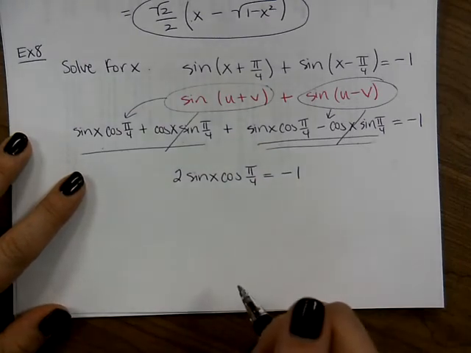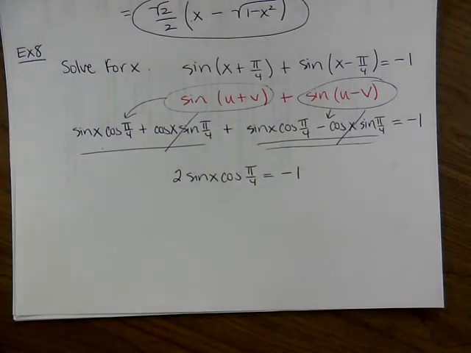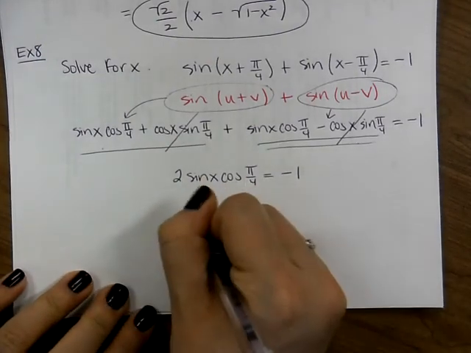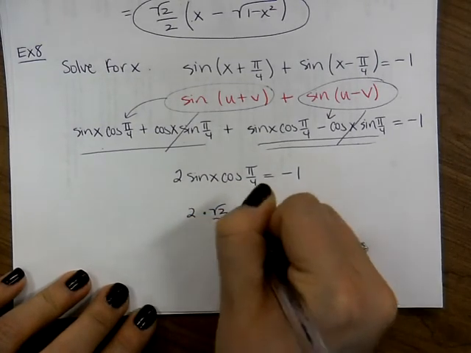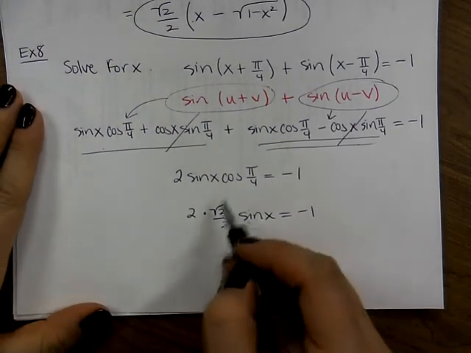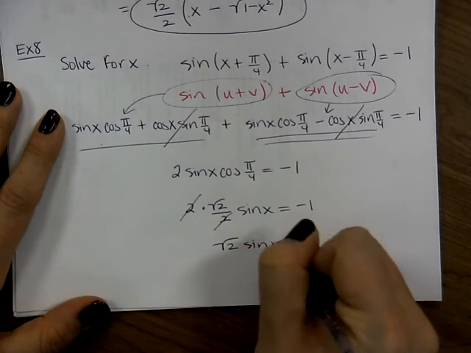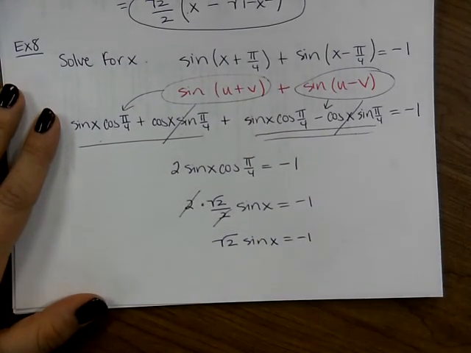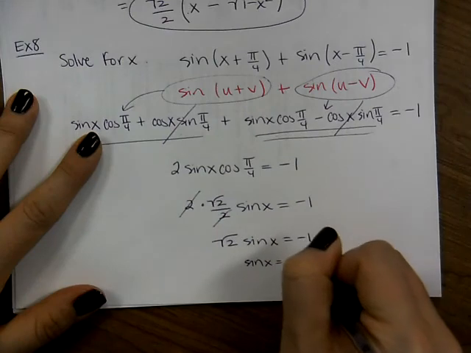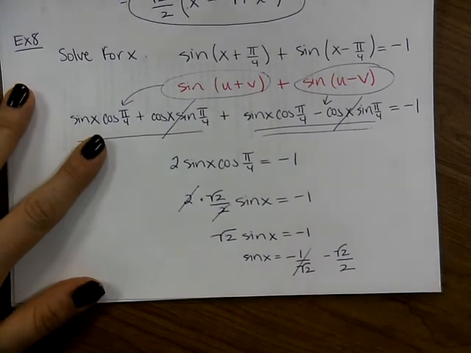What can I do now? I could start there, but I'm not going to. I want to, yes, insert any unit circle value you can first. So cosine of pi over 4 is root 2 over 2. And I'm just going to change the order there. It's multiplication. It doesn't matter. So now I have 2 times root 2 over 2. The 2's cancel. I'm left with root 2 sine of x equals -1. Okay? Divide by root 2. So I have the sine of x equals -1 over root 2, which is the same as negative root 2 over 2 once you rationalize.